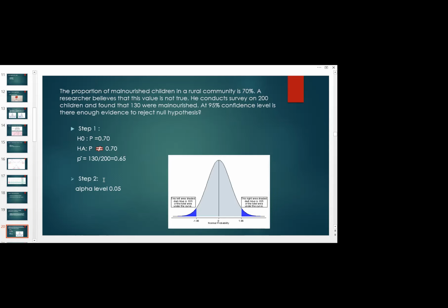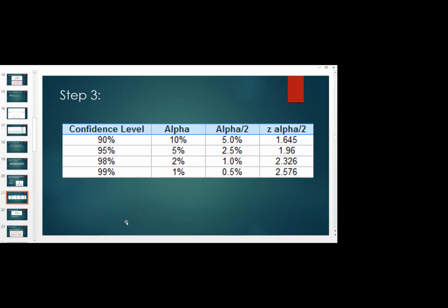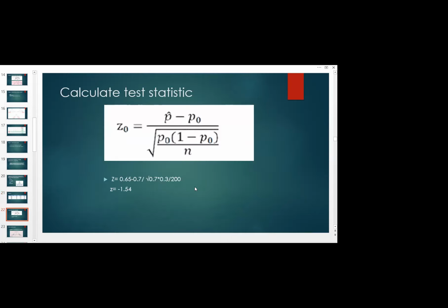Then step 2 is we state the alpha value. They have taken a 95% confidence level, so the alpha value is 0.05. So it is a two-tailed test. On one side, the area is 0.025, and after taking this area, we determine the critical value of 1.96. So we can take the critical value of 1.96. Now, step 4 is we compute the test statistic.